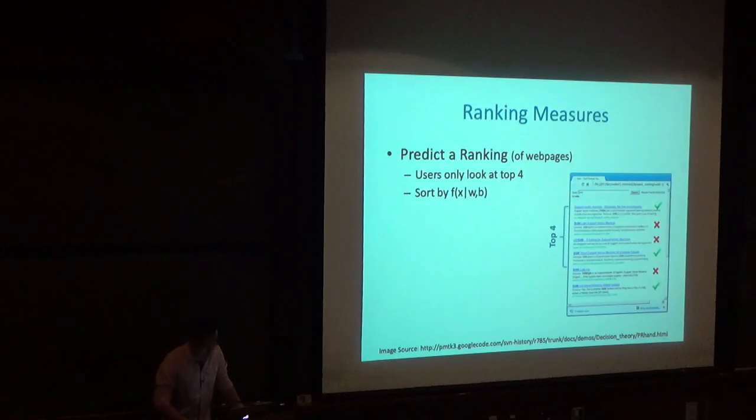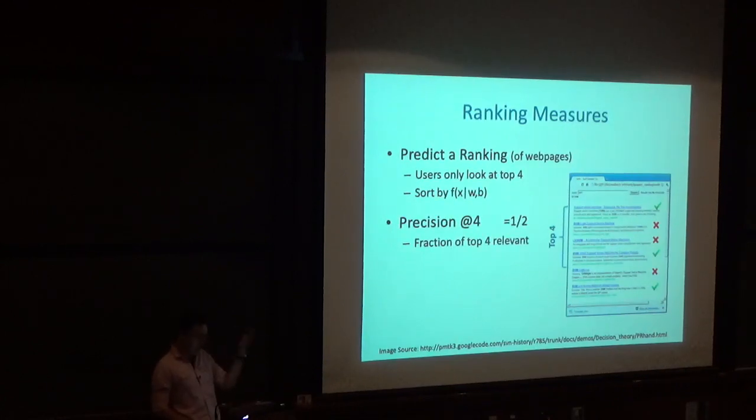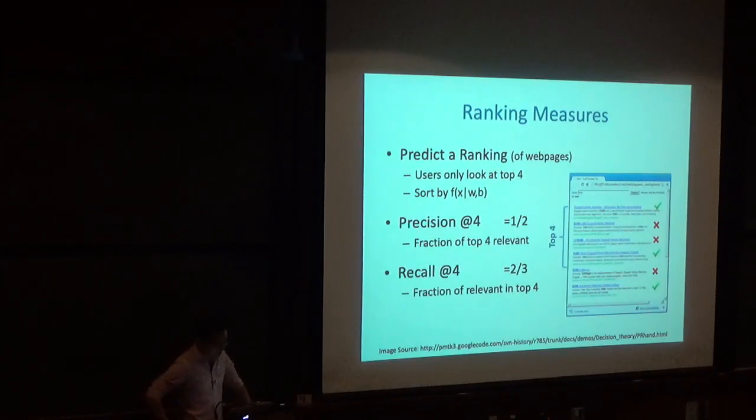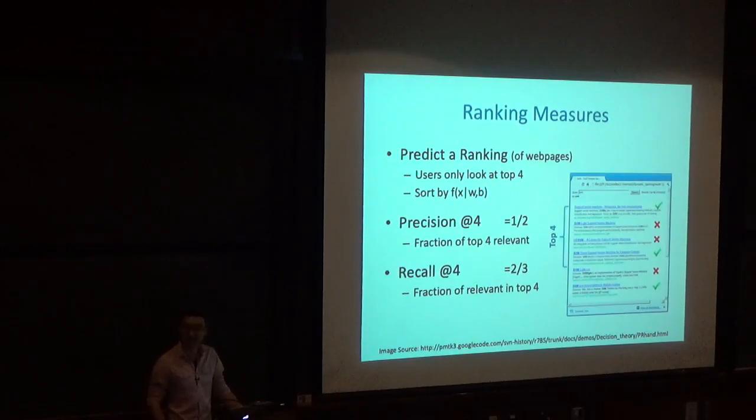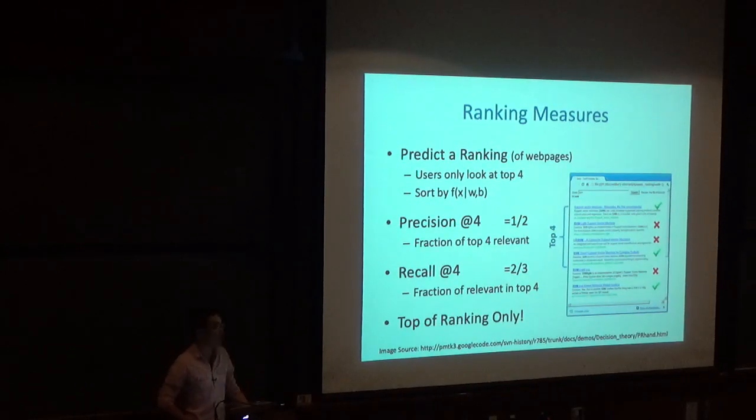And let's say that result 1 was positive, and result 4 was positive, and results 2 and 3 were actually not useful to me. Then we could talk about precision at 4. So what fraction of the top 4 are actually relevant? And that precision at 4 is 1/2. We could do recall at 4. If we only look at the top 4 results, what fraction of the positives have we captured? In this case, 2/3, because there was one result that ranked 6. So these ranking measures only look at the top of the ranking.